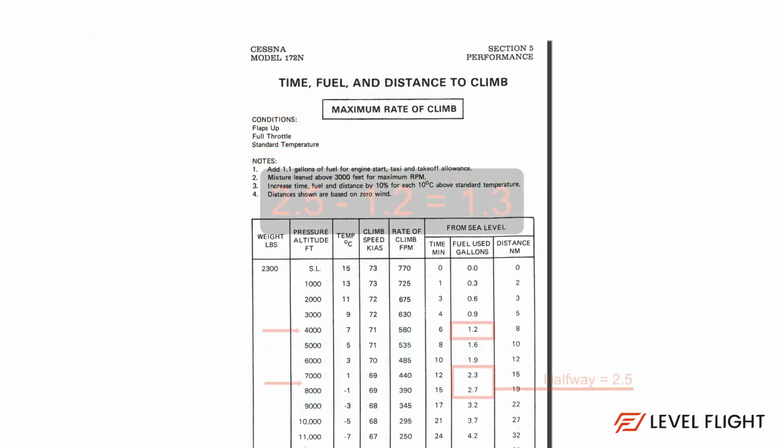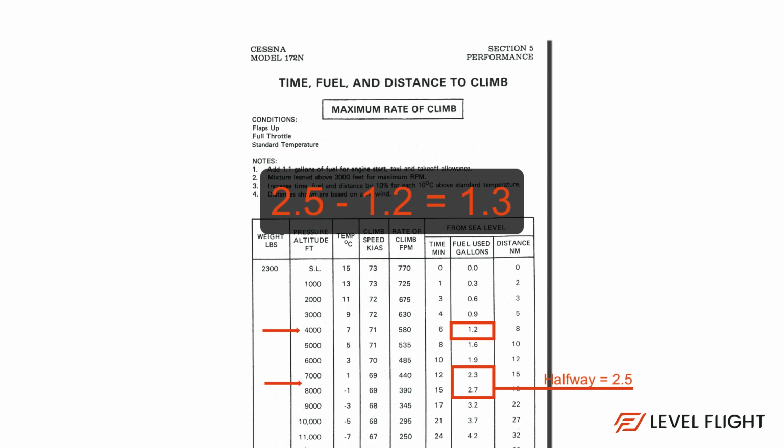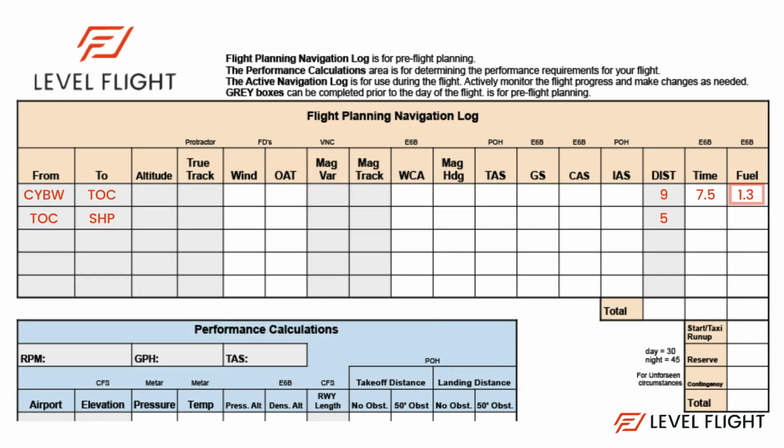To find the fuel burn, we subtract 1.2 from 2.5 to find 1.3. Record this number on your nav log.